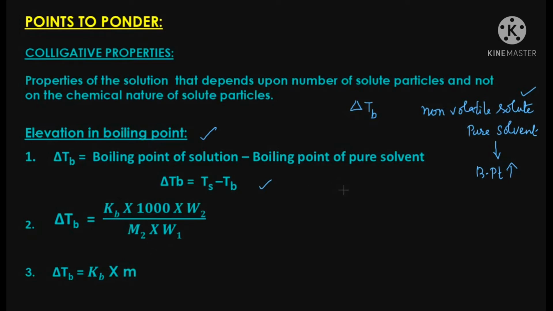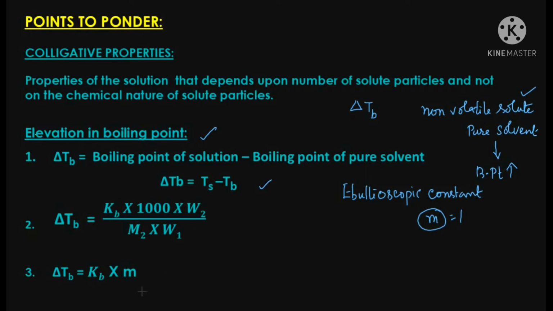What is Kb? Kb is the ebullioscopic constant. What is the ebullioscopic constant? It is the elevation in boiling point when the molality of the solution is considered to be unity. When the molality of the solution is unity, the elevation in boiling point is called the ebullioscopic constant. So by using this ebullioscopic constant also it's possible to calculate. What is W2? W2 is the weight of the solute, M2 is the molecular weight of the solute, and W1 is the weight of the solvent.